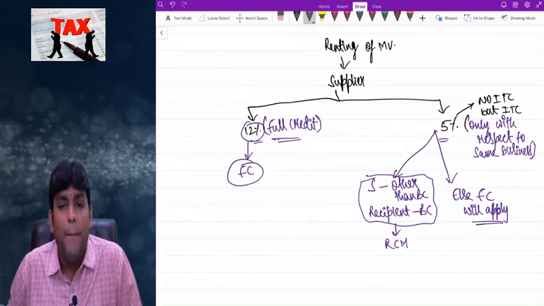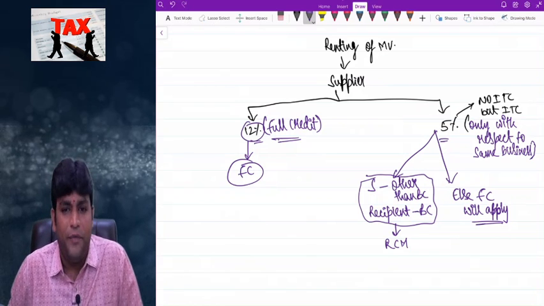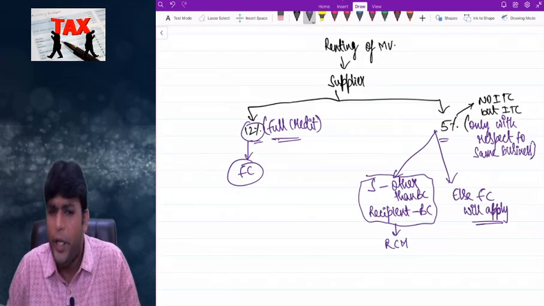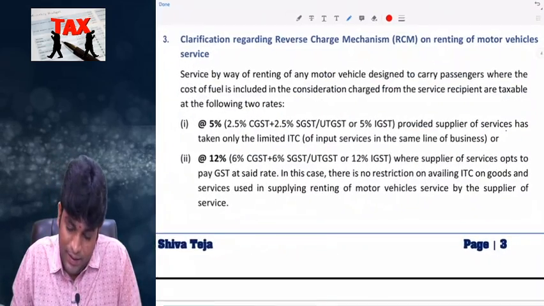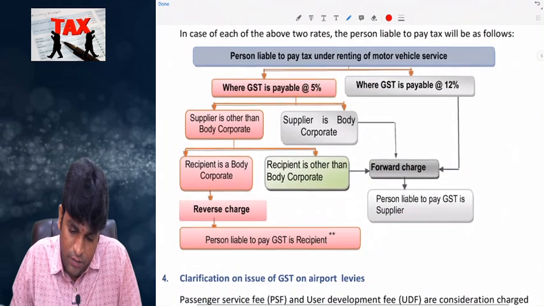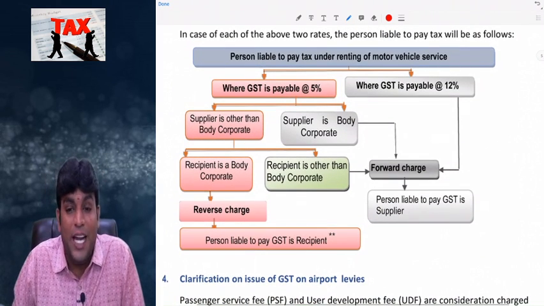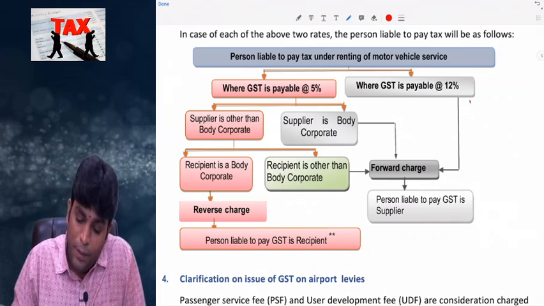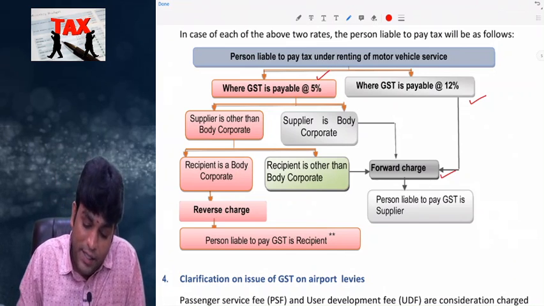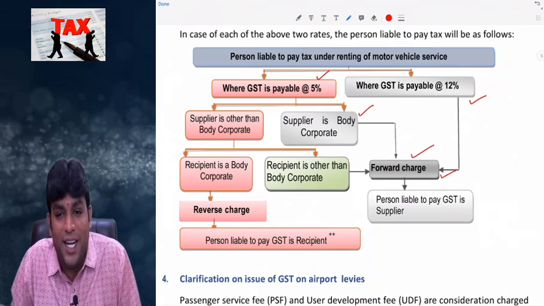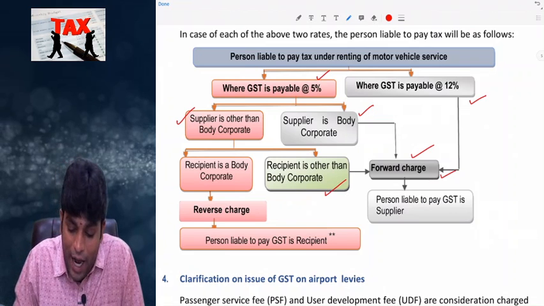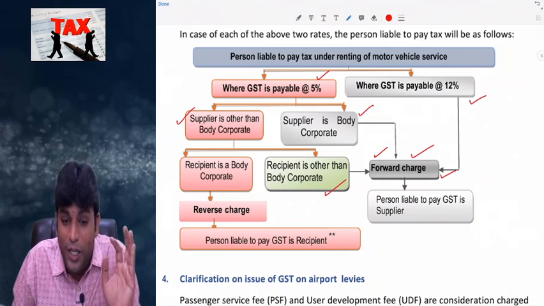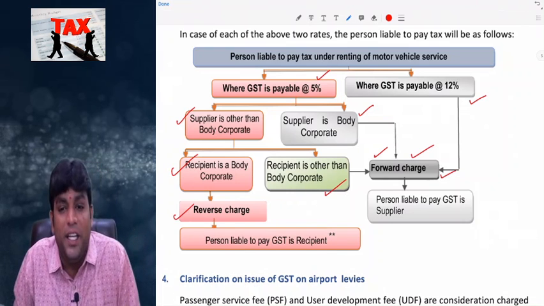I repeat one more time. Provisions of RCM will apply only if the supplier opted to pay tax at the rate of 5%, the supplier is other than body corporate, and the recipient is a body corporate. Go back. See, this chart is from your statutory update of ICI. Look at that. 12% straight away forward charge. 5% if supplier is body corporate, again forward charge. If supplier is other than body corporate and recipient also other than body corporate, again forward charge. If supplier is other than body corporate, receiver is body corporate, then only reverse charge will apply.